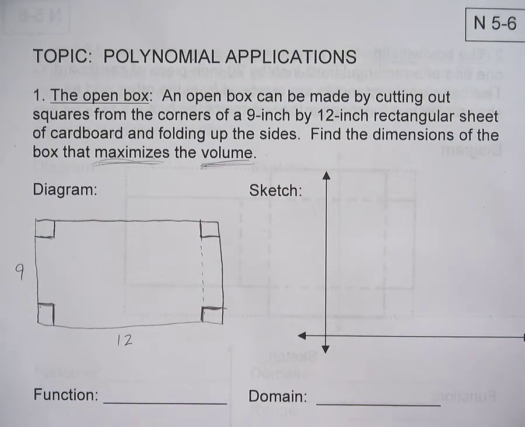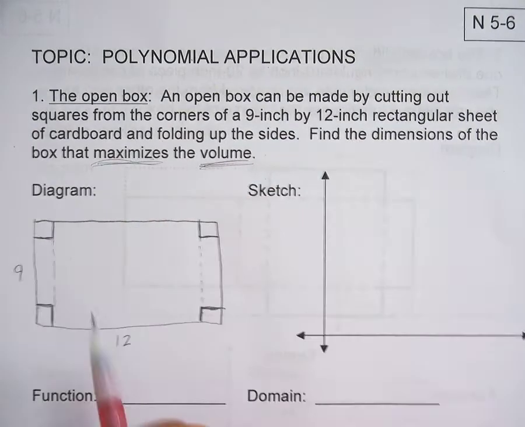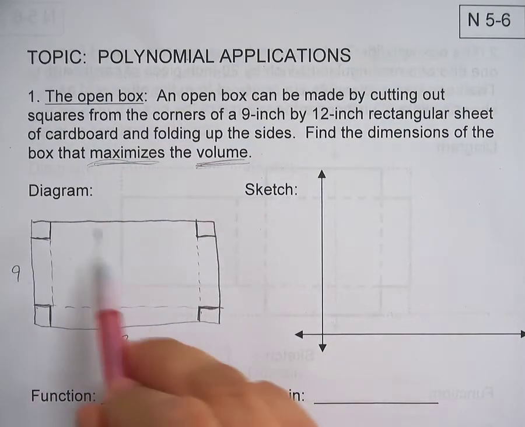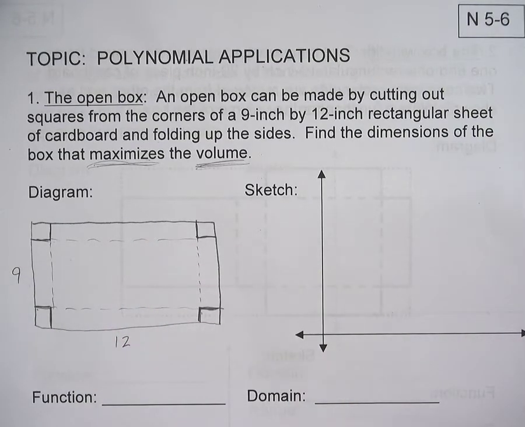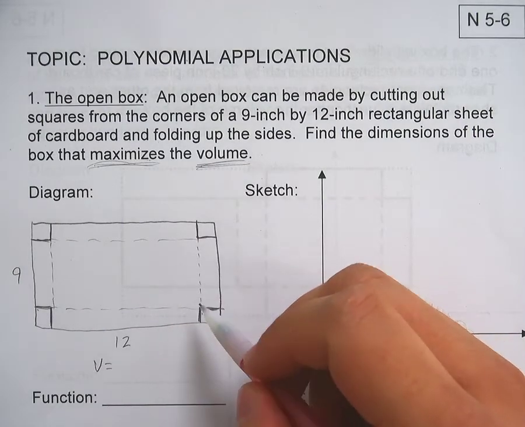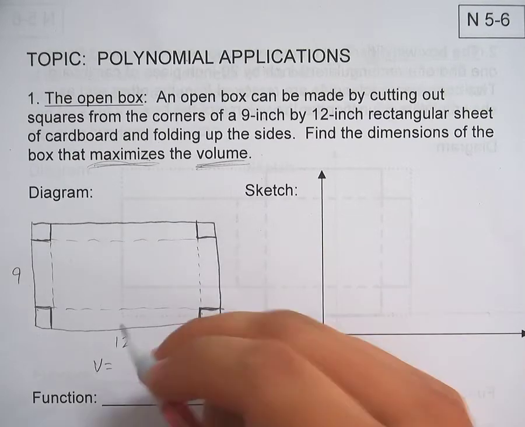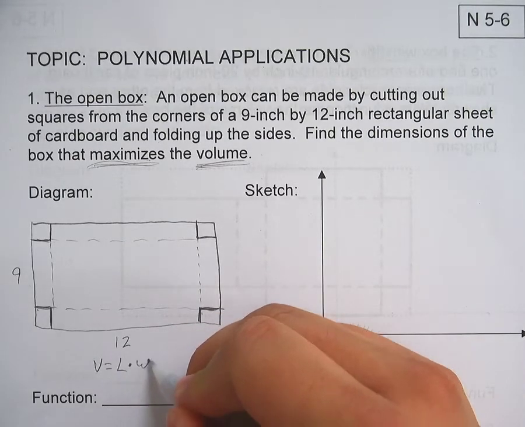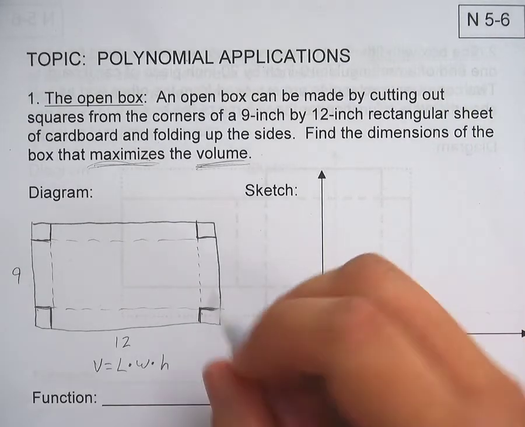Now the thing about squares is these would all have to be the same size, right? You can kind of imagine this. The squares would all have to be the same size, but we don't know what size they are. And we're trying to find the volume. If you'll remember, volume for a rectangular prism, which is what this box will be, is the area of the base, which is length times width, times your height. The question is, what's the height?